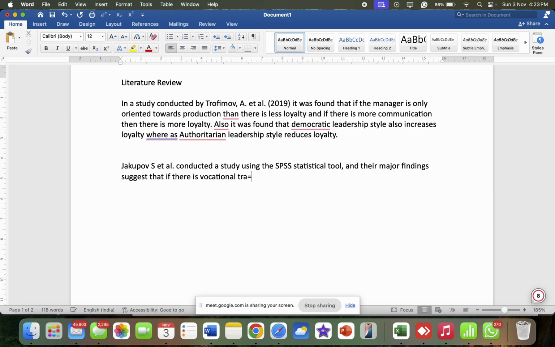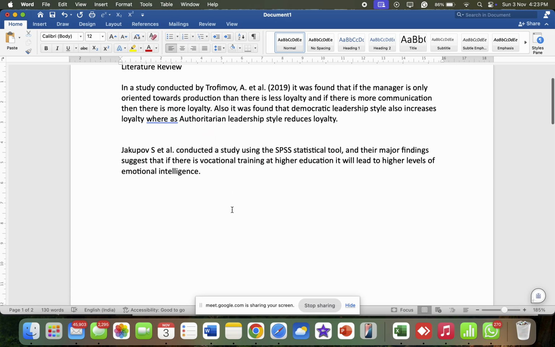training at higher education, which will lead to higher levels of emotional intelligence. Okay. So this is how we will be writing down the second literature review. Now how will we cite for it?